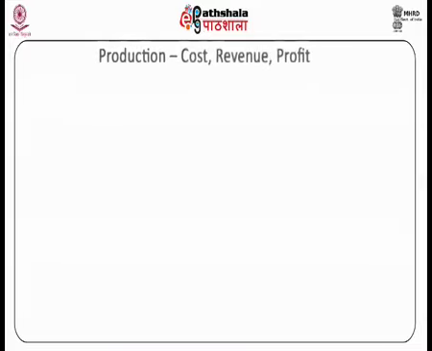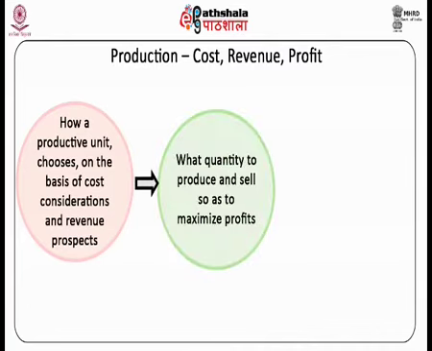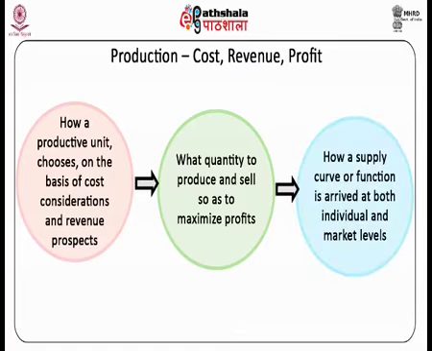Moving on to production, cost, revenue, profit. This relates to how a productive unit, say the firm, chooses on the basis of cost considerations and revenue prospects what quantity to produce and sell so as to maximize profits. That is, how a supply curve or function is arrived at at both the individual and market levels.